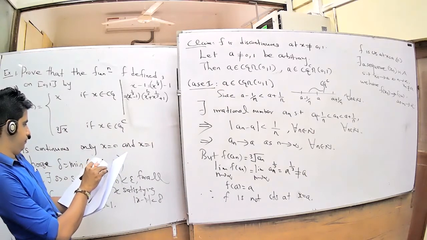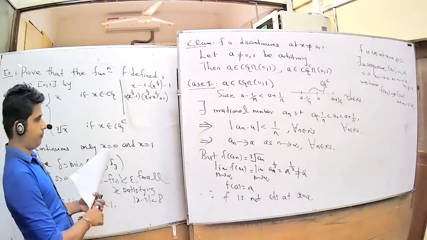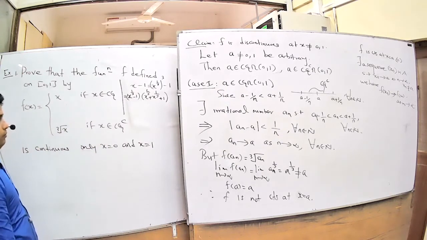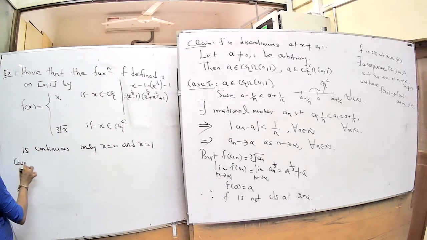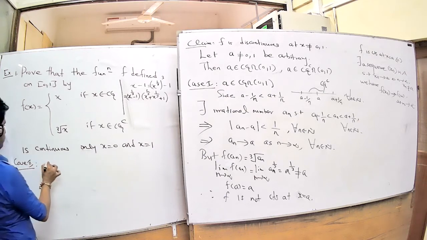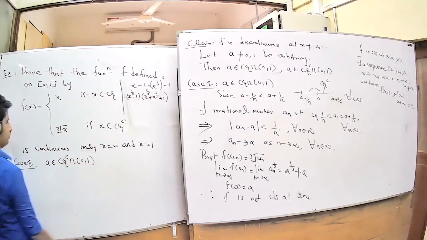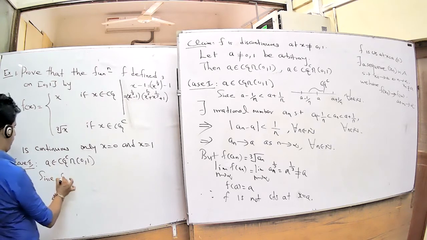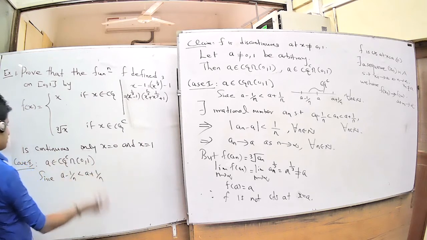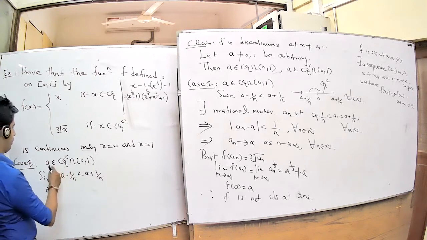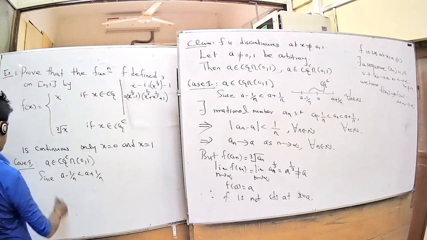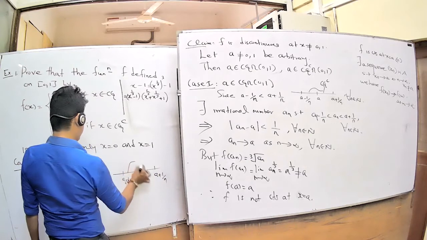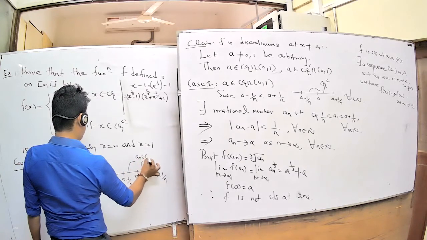Now another case, case 2. Here your a belongs to the irrational numbers, the complement of the rationals, intersected with (0, 1). Like that you can choose, since a is an irrational number, a minus 1 over n and a plus 1 over n. Inside these two points you can find some sequence a_n of rational numbers.